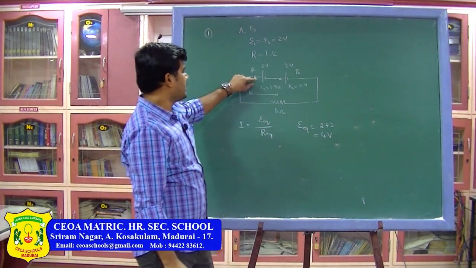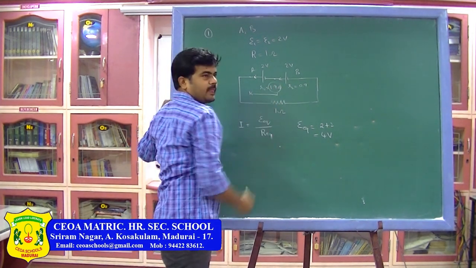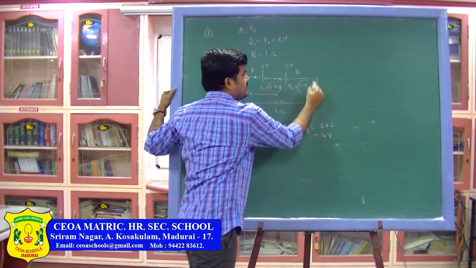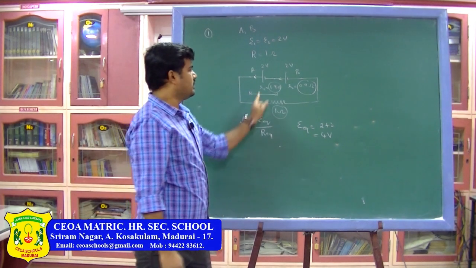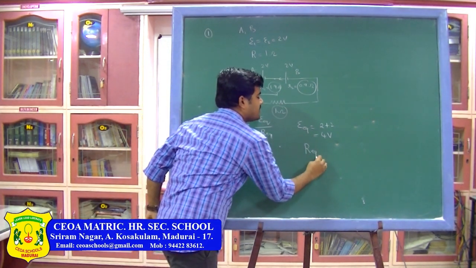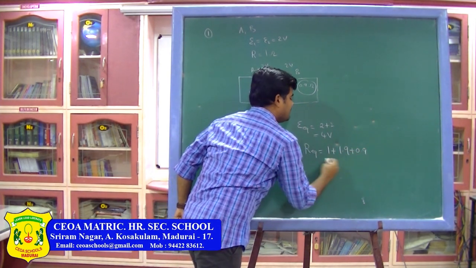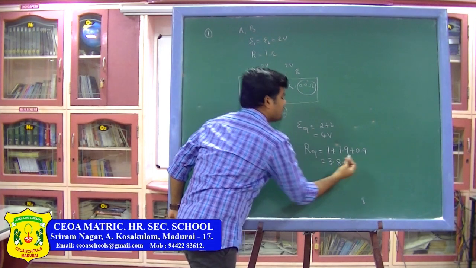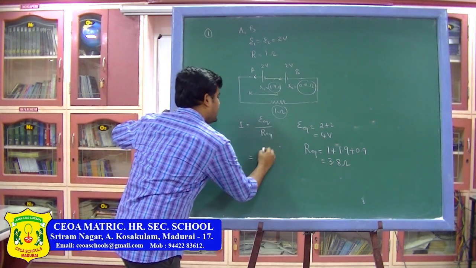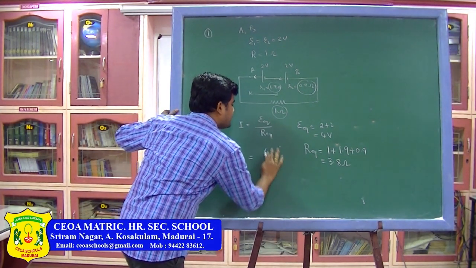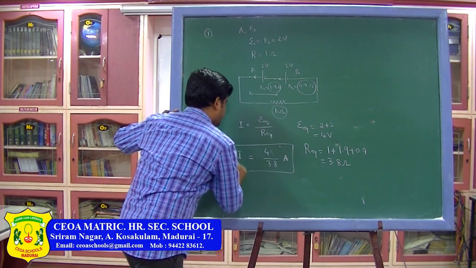At the same time, for the total resistance of the circuit, there are 3 resistors here: the internal resistance of cell 1, the internal resistance of cell 2, that is 0.9 ohm, and also one external resistor of 1 ohm. Because all of them are in series, the total resistance is 1 plus 1.9 plus 0.9, which gives 3.8 ohm. Now the total current I is equal to EMF 4 volts divided by resistance 3.8, that is 4 divided by 3.8 amperes.